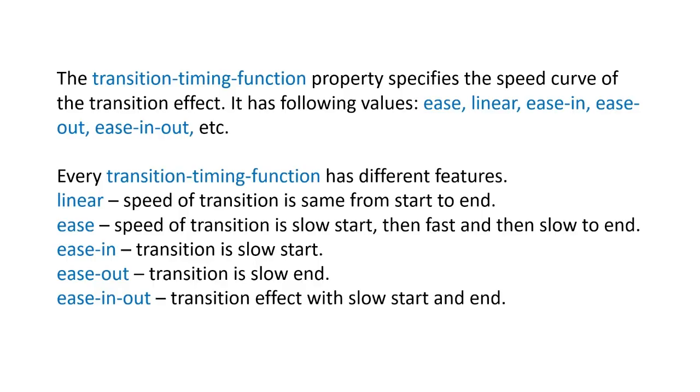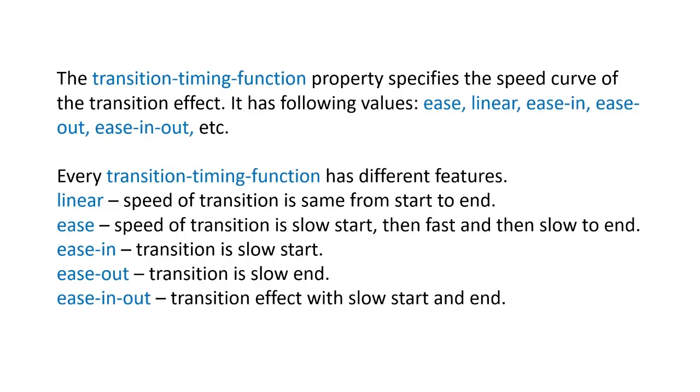It has the following values: ease, linear, ease-in, ease-out, ease-in-out, etc. Every transition-timing-function has different features. Linear: the speed of the transition is the same from start to end. Ease: the speed of the transition is a slow start, then fast, and then slow to end.